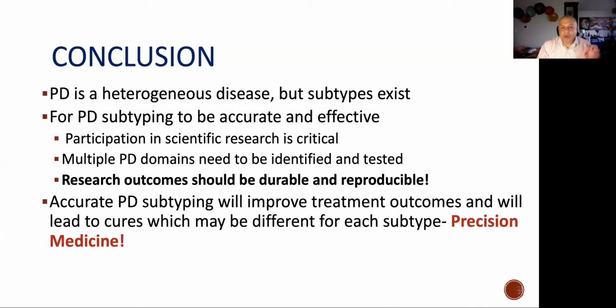And then accurate PD subtyping will improve treatment outcomes and lead to cures, which may be different for different subtypes. And this is important. That is how we get to precision medicine. I am in group A. I do not want medicine B. It does not work for me, although I have Parkinson's disease. I am in group B. I cannot take medicine A. It doesn't work for me, so don't give me medicine A. So that's precision medicine. And just stay tuned.